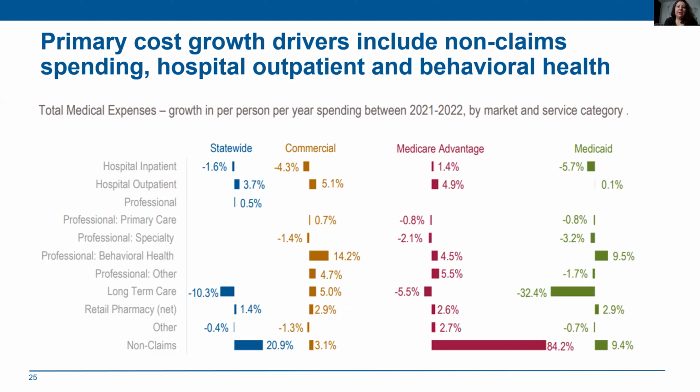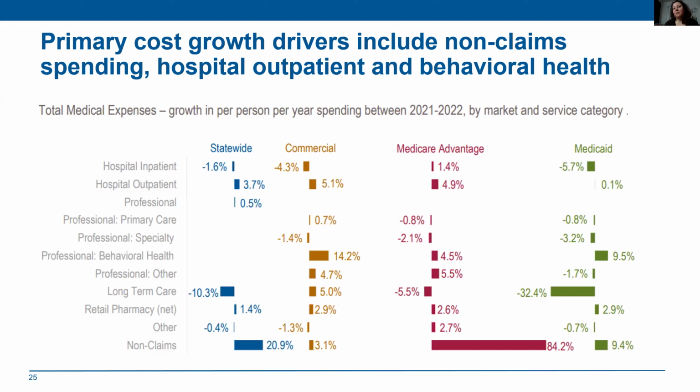Examples of non-claim spending. Yeah, so let's take the Medicaid Coordinated Care Organization Quality Incentive Program. Or any performance incentive program where there's an arrangement between the payer and the provider, where if you meet certain quality metrics, you get some sort of bonus payment when the data are in. Any of those incentive payments would count as a non-claims payment.